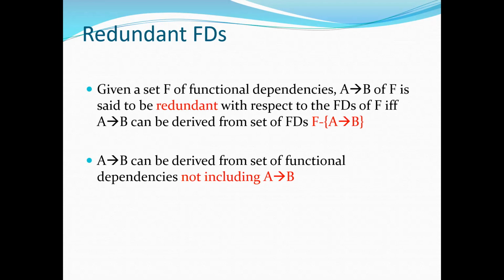If we can derive it from the remaining set, we say that functional dependency is redundant. Yes. A functionally determines B can be derived from the set of functional dependencies not including A to B. That is what redundant FDs are.